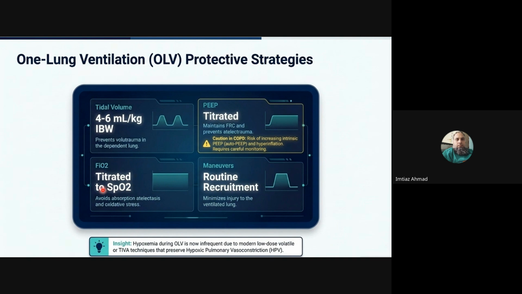FiO2 should be titrated according to SpO2 to avoid absorption atelectasis and oxidative stress. Routine recruitment maneuvers should be used to minimize injury to the ventilated lung and to prevent atelectasis, as atelectasis is more dangerous than high tidal volume for recruitment maneuvers. Insight is that hypoxemia during one lung ventilation is now infrequent due to modern low doses of volatile anesthetics or TIVA techniques that preserve hypoxic pulmonary vasoconstriction.